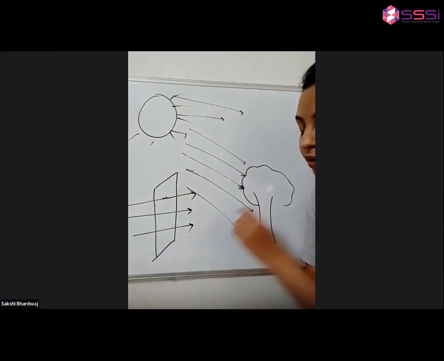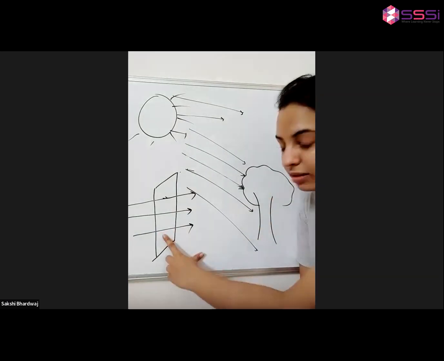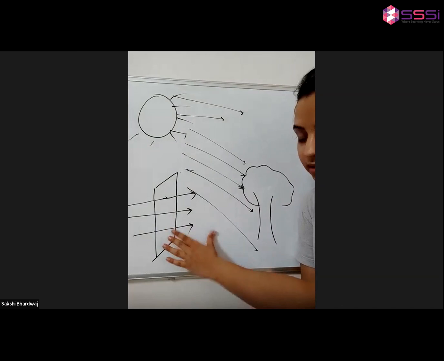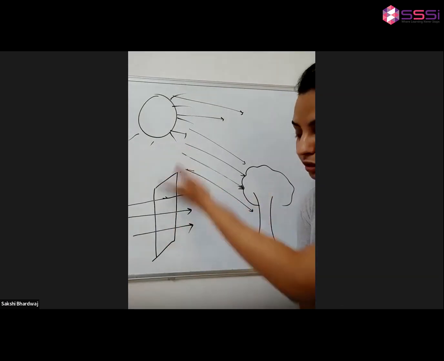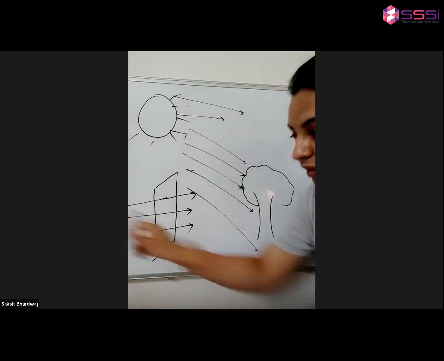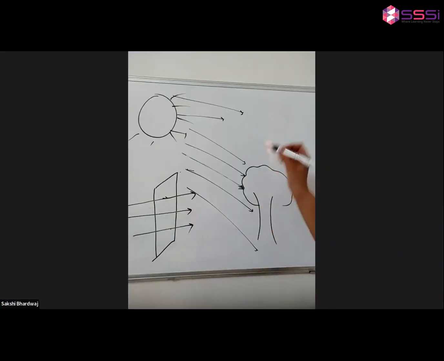We only see things where the light rays get reflected. This glass doesn't reflect the light. Sometimes we ignore it, we can't see the glass sometimes, because it doesn't reflect the light.